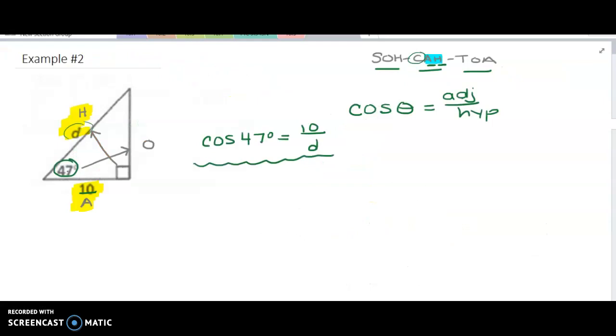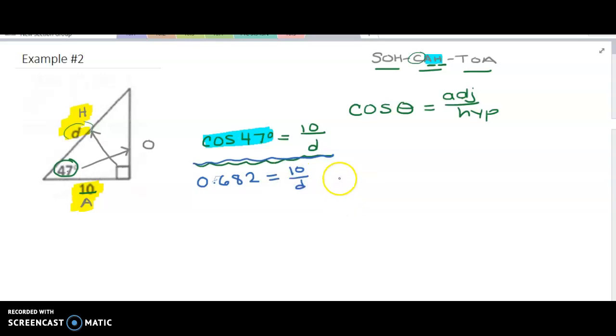All right, so let's do another one together. We have already set this up, right? Cosine of 47 equals 10 over D. Now remember, cosine of 47 is just some number, and our calculator knows that number. So if we put cosine of 47 in here, my calculator tells me cosine of 47 is roughly 0.682. So I'm going to plug that in for cosine of 47.